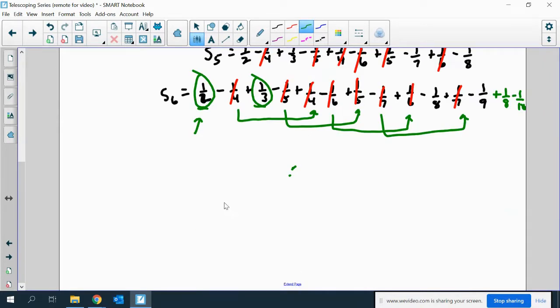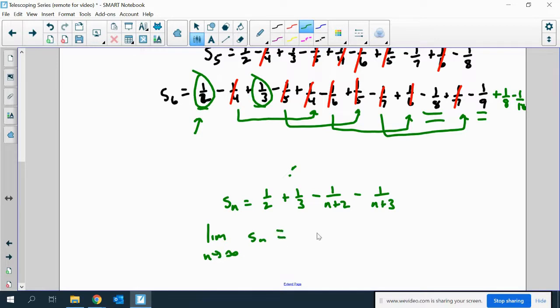So in this one, the final answer, S sub n, is 1/2 plus a third, and then as we cancel all this other stuff out, we end up with minus 1 over n plus 2 and minus 1 over n plus 3. Notice that those are the things that are left over here. So as I take the limit of S sub n as n goes to infinity, these would go to 0, and I'd have 1/2 plus a third, which is 3/6 plus 2/6, which would be 5/6. So my answer in this case would be 5/6.